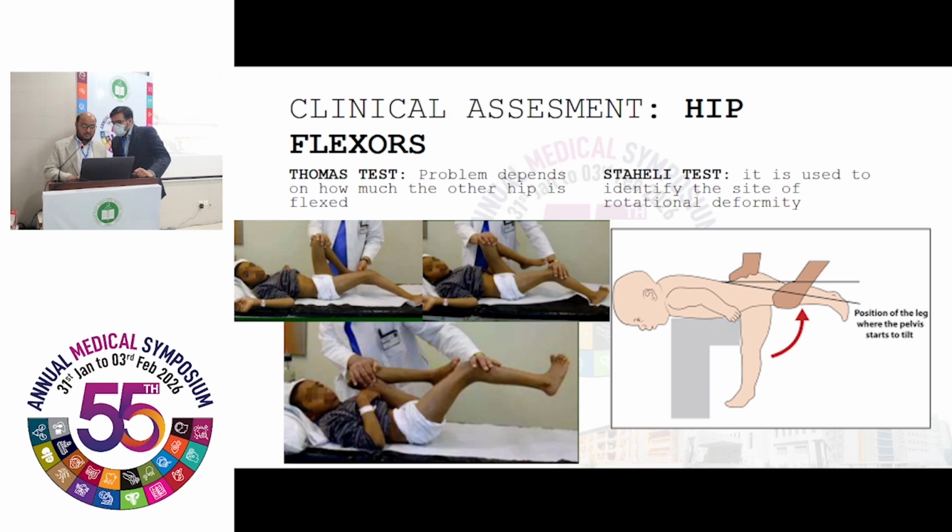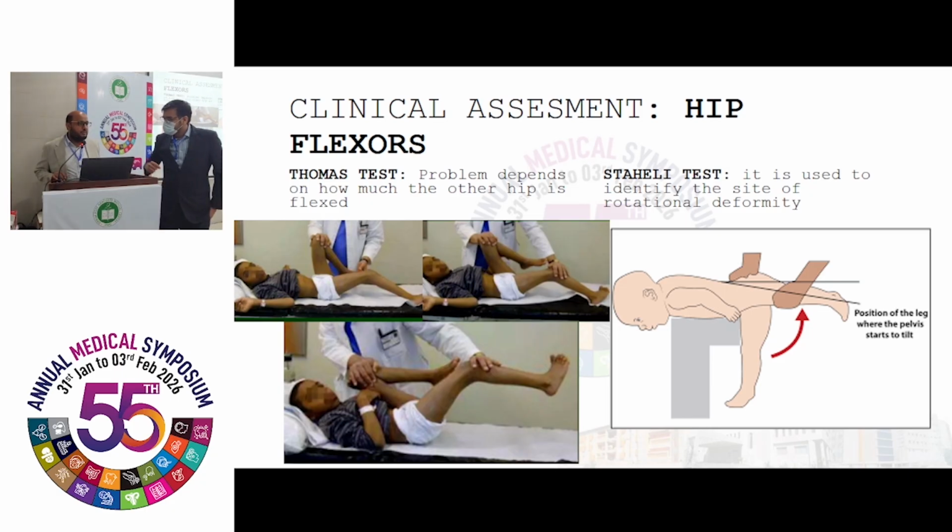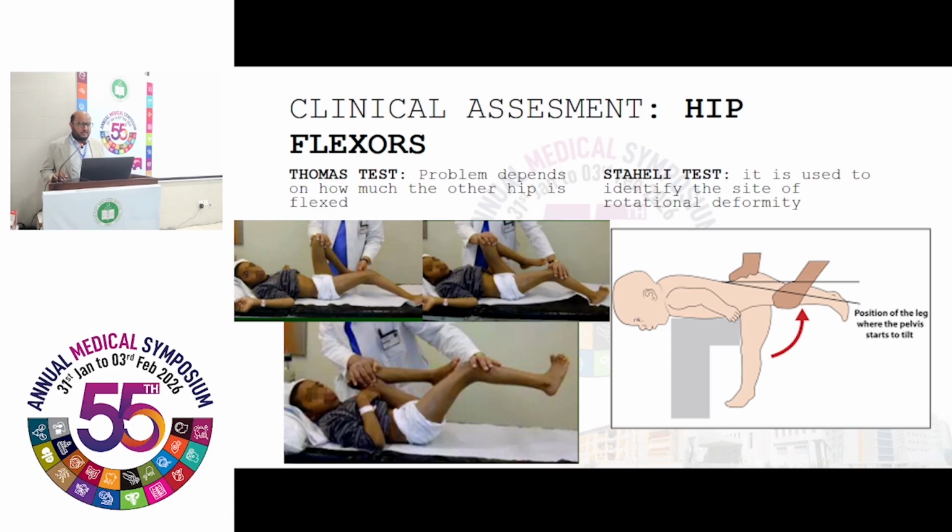So how do you do the clinical evaluation of the lower limbs in cerebral palsy? Start from the foot, or you can start from the hip joint. Usually we commonly do the Thomas test for hip contracture. We assess how much flexion contracture of the hip joint there is.